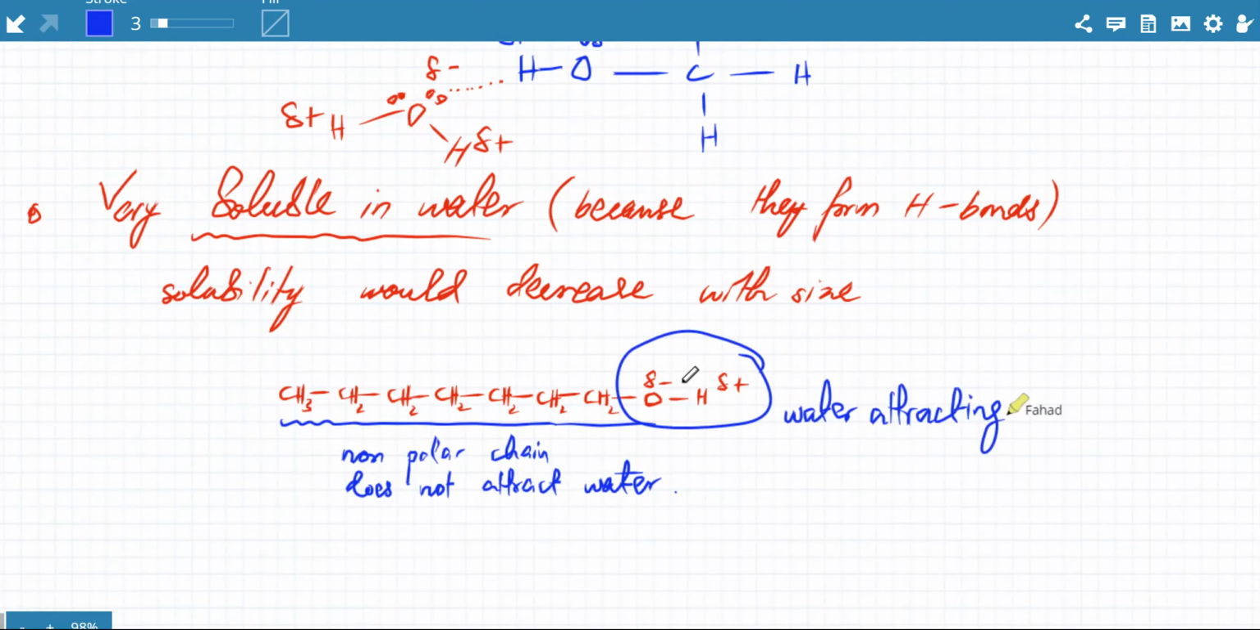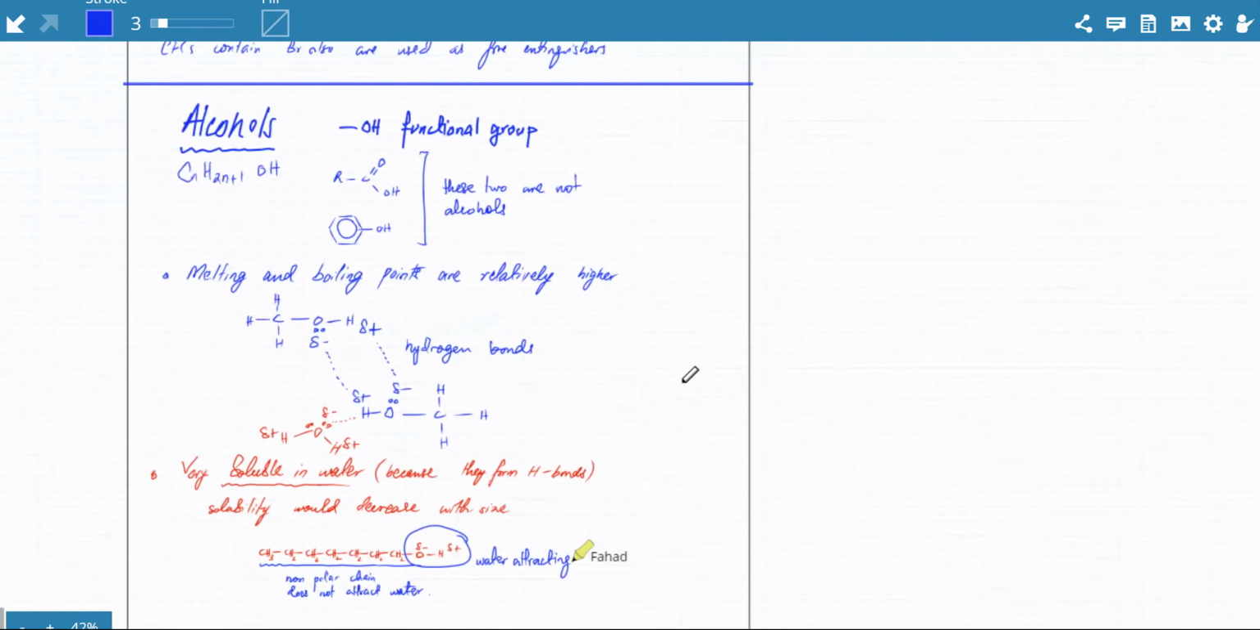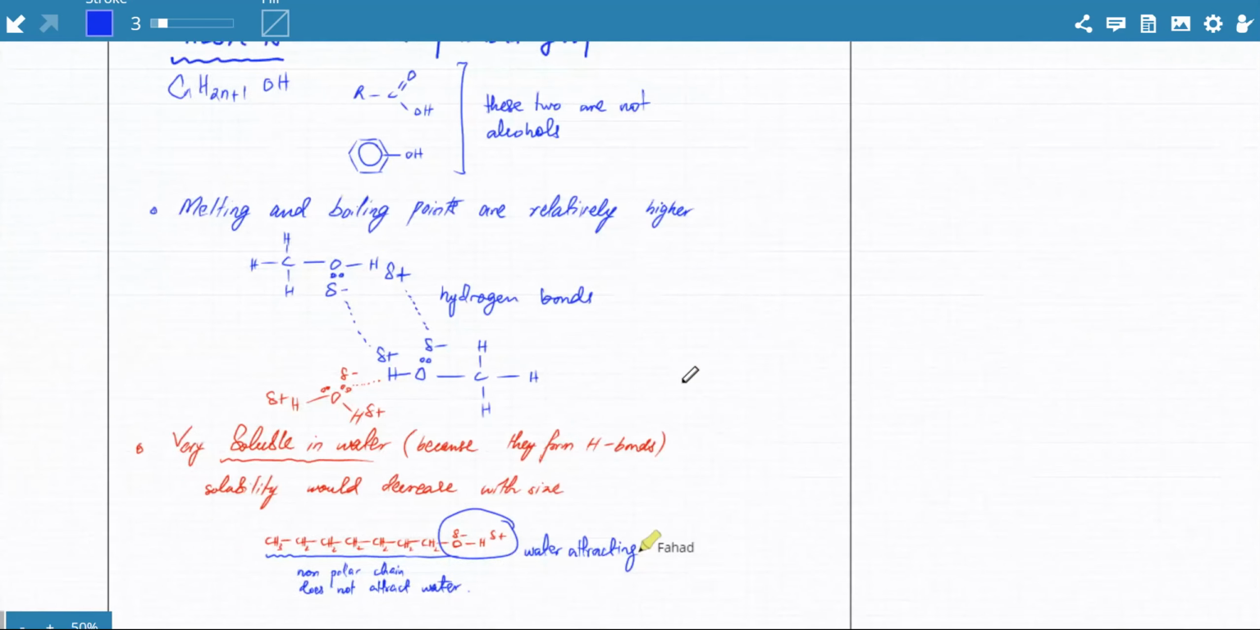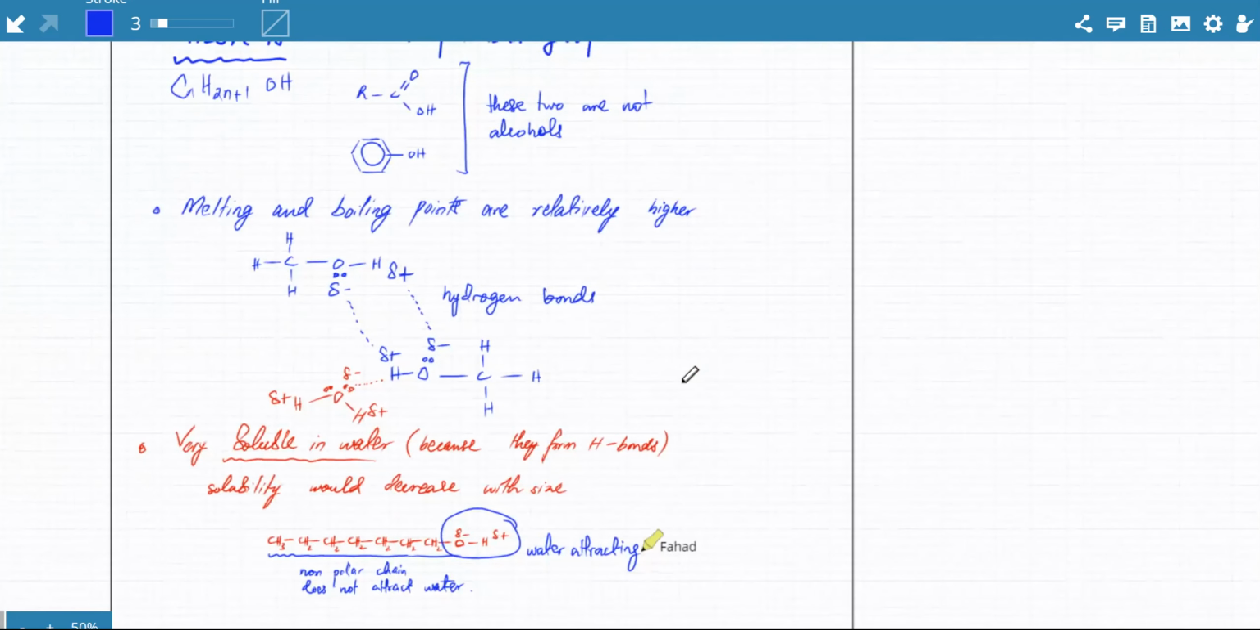So now we have just studied the physical properties. Melting and boiling points are high, why? Because it's capable of forming hydrogen bonds. And we studied solubility: they are soluble because they attract water molecules, since they form hydrogen bonds. We'll continue this tomorrow.